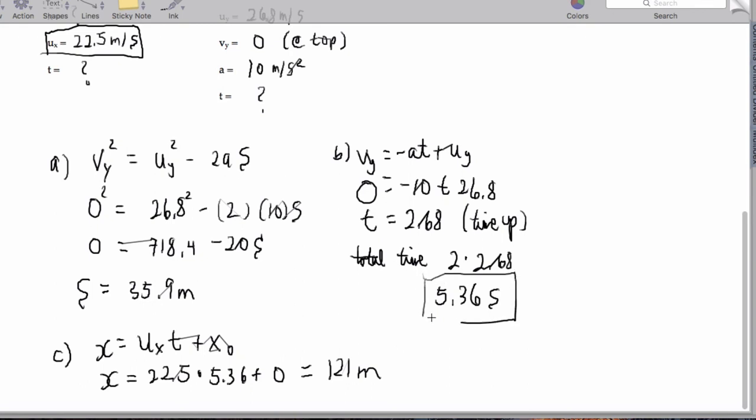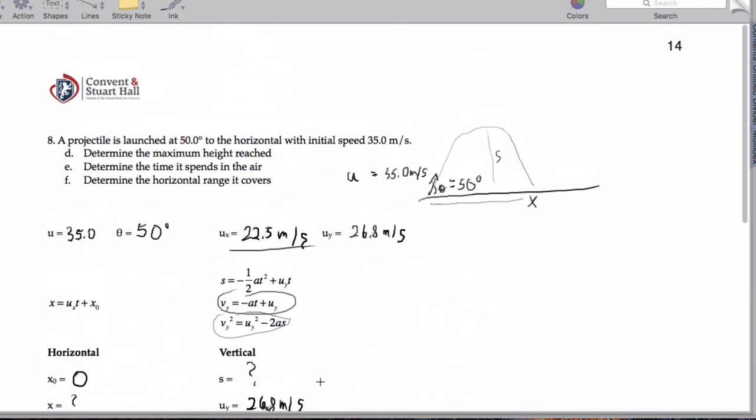So we have a total time of 5.36 seconds, a total height of 35.9 meters, and a horizontal range of 121 meters. So that is the last problem on this practice test. And we will take a look at the second practice test on the next set of videos.